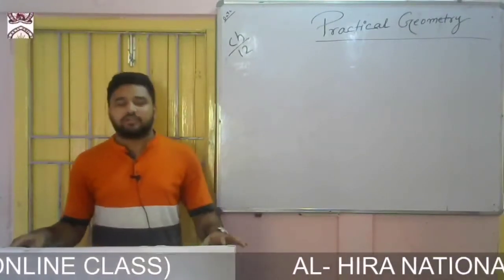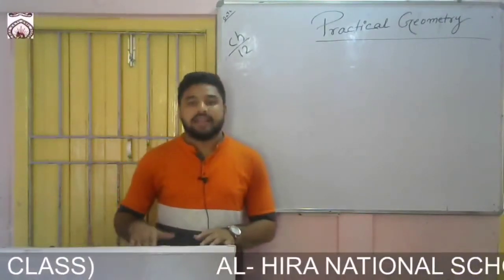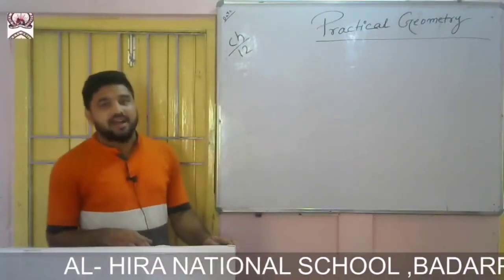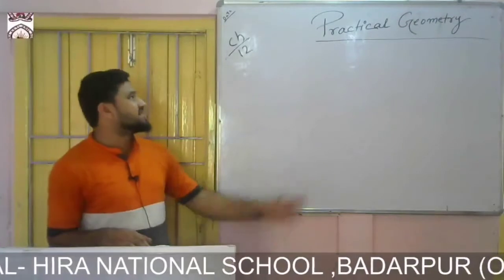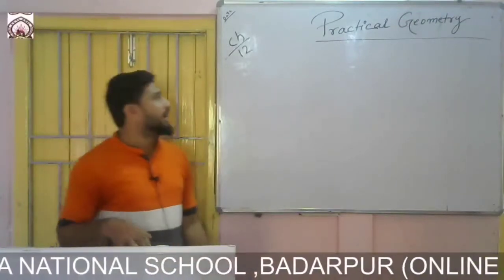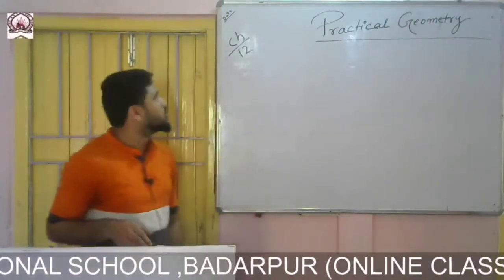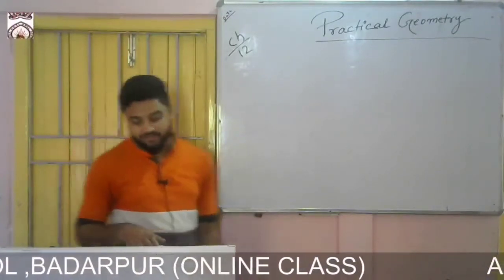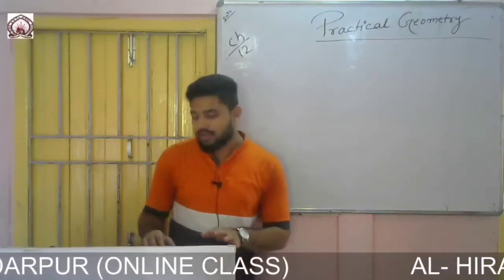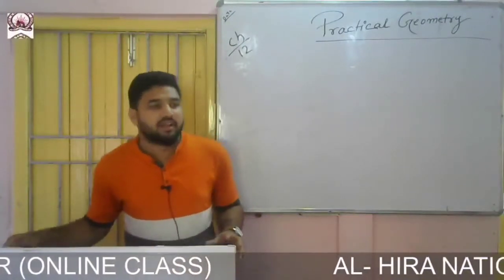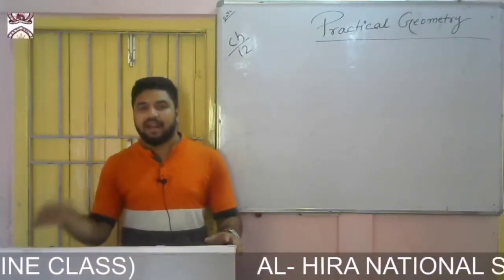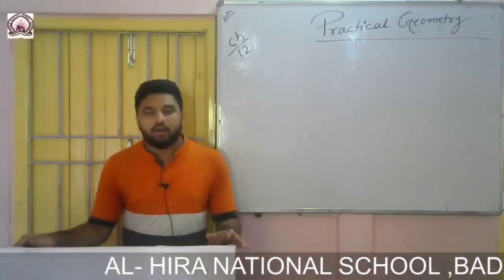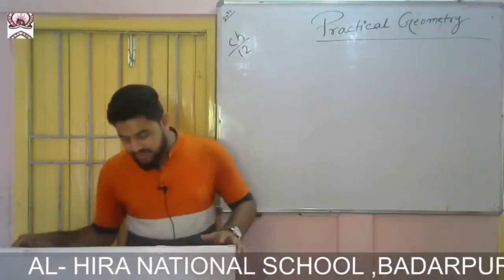So today I shall start a new chapter. The name of the chapter is Practical Geometry and the serial number of the chapter is 12. In this Practical Geometry, we shall learn how to construct parallel lines, how to construct triangles, and how to construct perpendiculars. These things I shall discuss, how to construct.